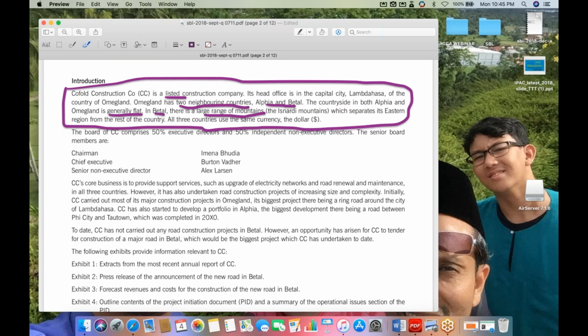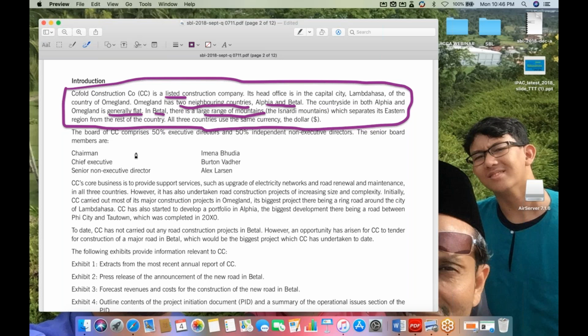All these three countries use the same currency. So what does this tell you? It tells you that there's no exchange rate. They are using the same currency. So you shouldn't mention any exchange rate in this particular scenario. No exchange losses or whatever it is.